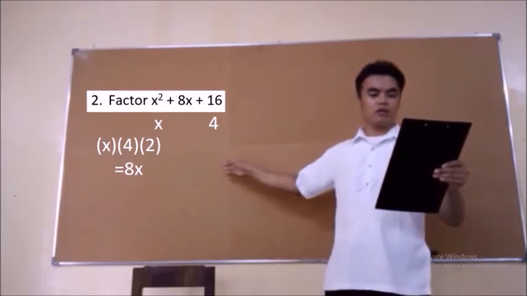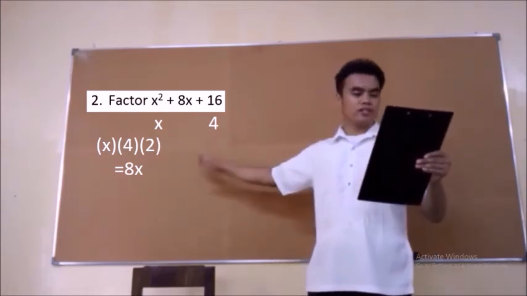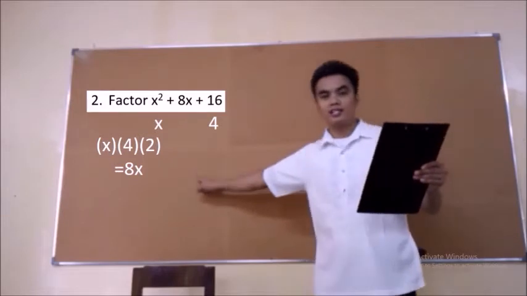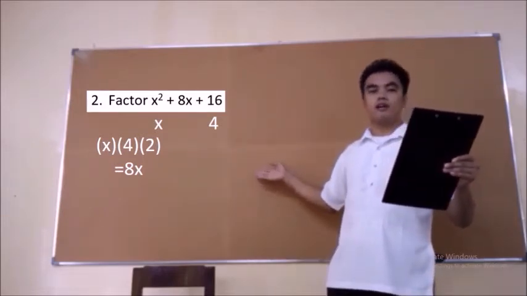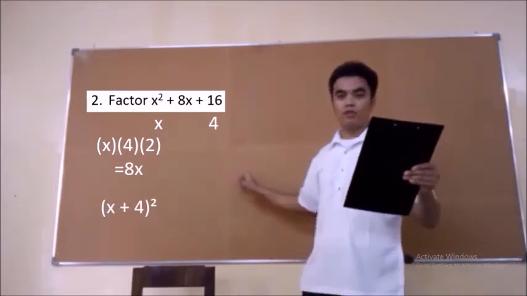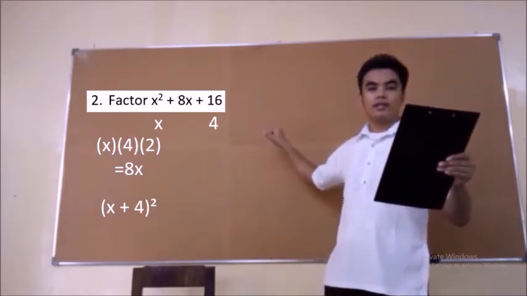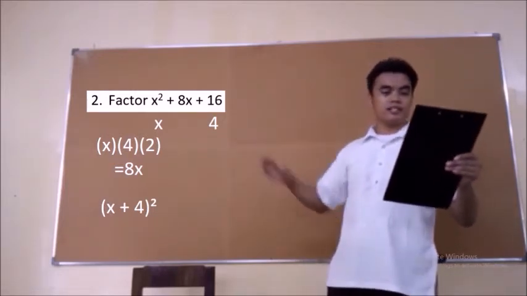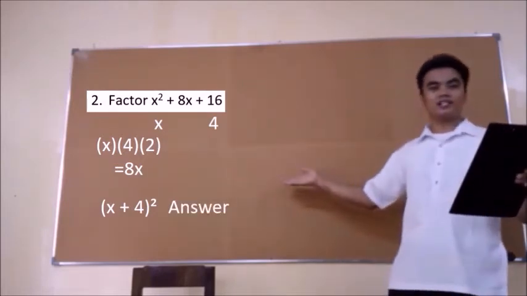Kapag perfect square trinomial, ang pag-factor out dyan, just get the square root of the first term, and that is x. Ayan, isulat na natin. And then the square root of the last term, which is 4. So, lagyan mo lang ng parenthesis yan. Pati yung sign nila pareho na. So, x plus 4, then close parenthesis, then square. Yan na ang factor. That is our answer.